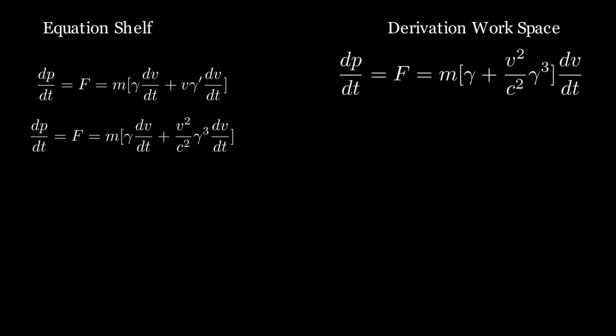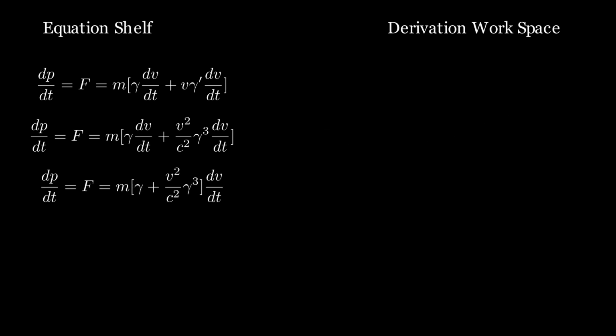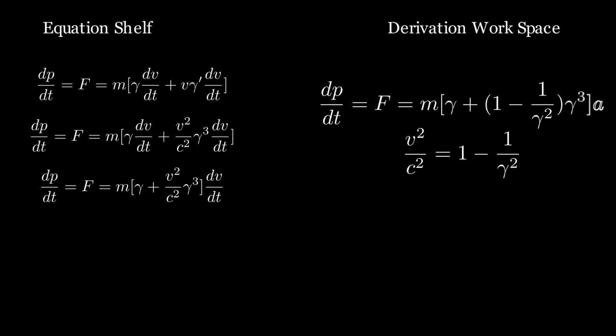For now, we can factor out dv dt. Luckily, we also have expressions for v squared over c squared, so we can use it. So we now have expressions full of Lorentz factors.